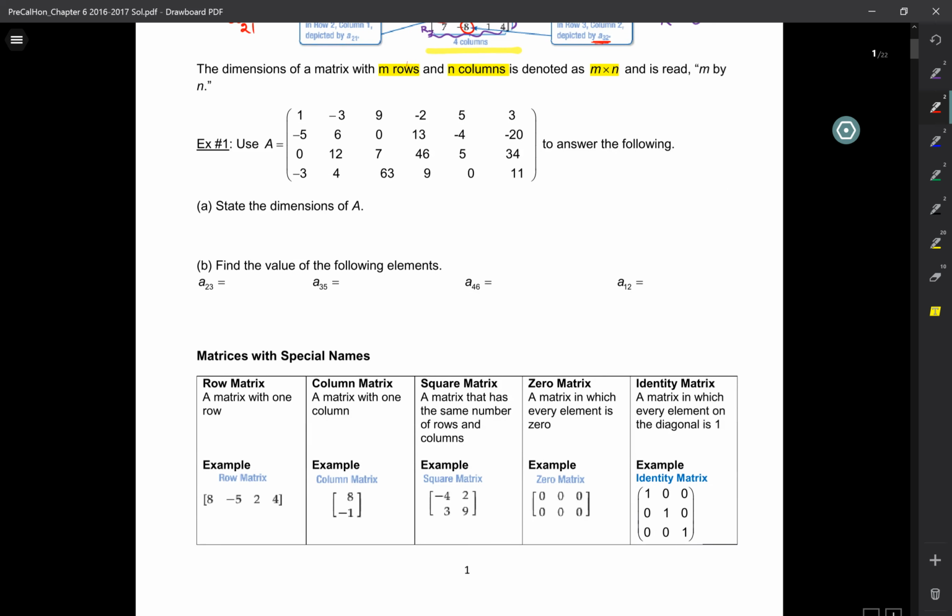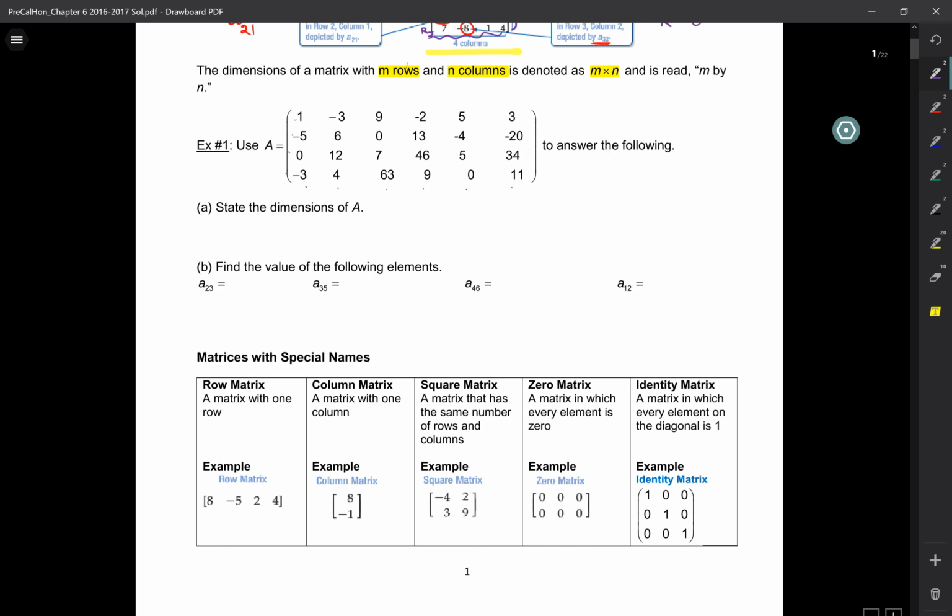All right, so let's take a look at this one here. We have this rather large matrix called A. So first it says state the dimensions of A. Well, all right, how many rows do we have? 1, 2, 3, 4 rows, and 1, 2, 3, 4, 5, 6 columns. So this is a 4 by 6.